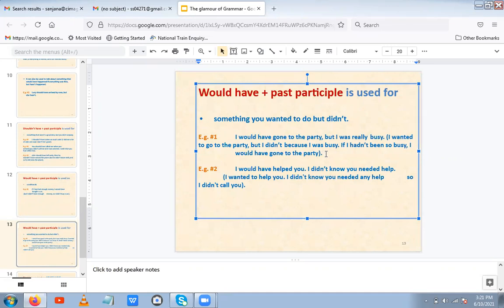The first one was if conditional sentences, and the second is used for something you wanted to do but you did not because of some reasons. So I would have gone to the party, but I was really busy. I wanted to go to the party, but I didn't because I was busy. If I had not been so busy, I would have gone to the party. Example number two: I would have helped you.